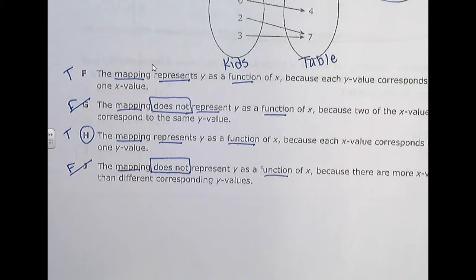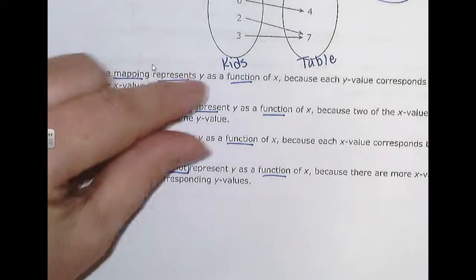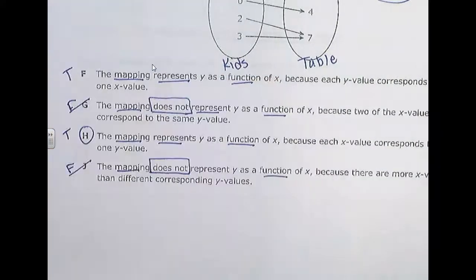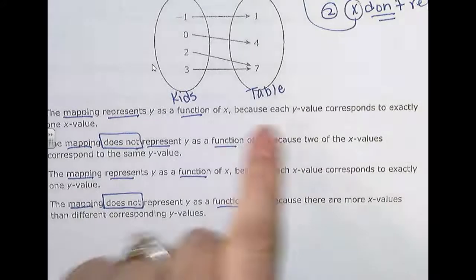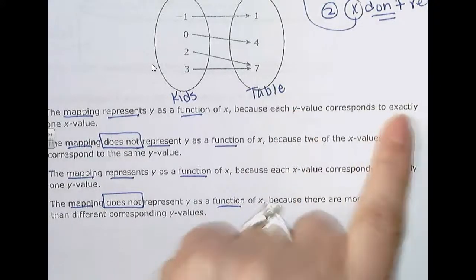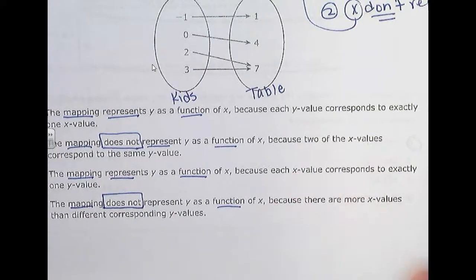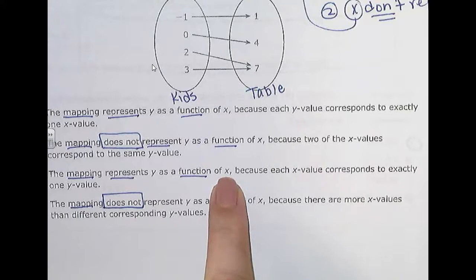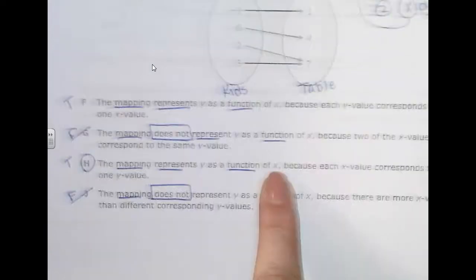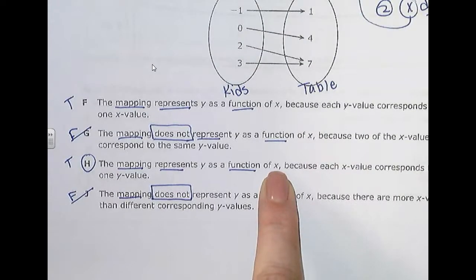Now, why is H right and F wrong? What's the difference? Let's read. I see the mapping represents Y as a function of X because, I'm assuming the because is the reason, because the Y values correspond to exactly 1 X. And this one says because the X values correspond to exactly 1 Y. Who's in charge? Kids or tables? Yes, you're right. Kids, finally, your turn. You're in charge. That means you, the X, are in charge. The table didn't pick you. You were picked to a table. If I said pick a table, the table didn't jump up and pick a kid. You were able to pick. X's are in charge. Answer is H.